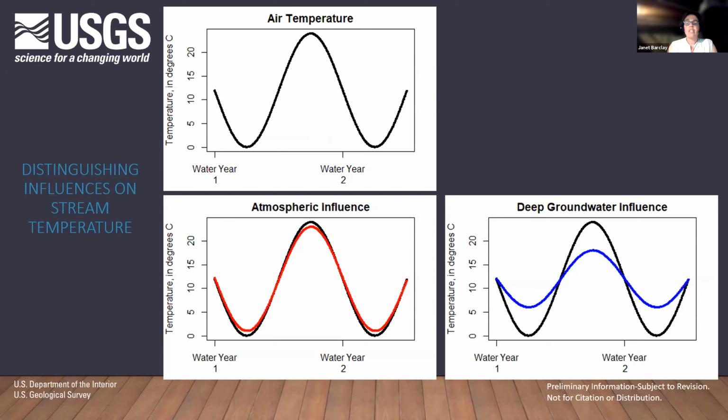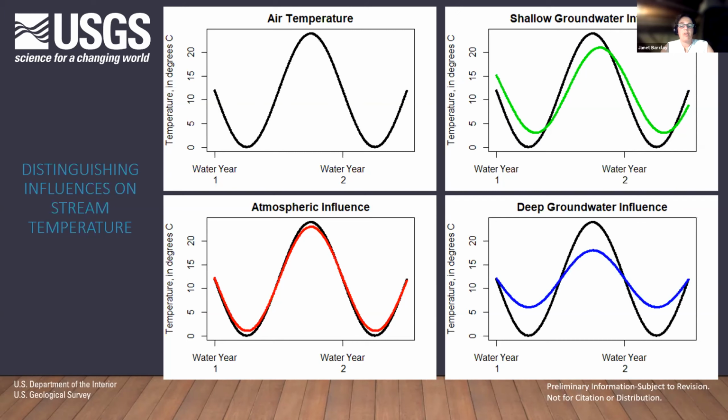The temperature of deep groundwater varies little throughout the year. And so when deep groundwater is the primary driver of stream temperatures, the amplitude of the water temperature signal will be substantially dampened, but the phase will not be shifted relative to the atmospheric signal. This is because all the temperature variation is coming from that atmospheric signal, even though it isn't necessarily the primary driver in the system.